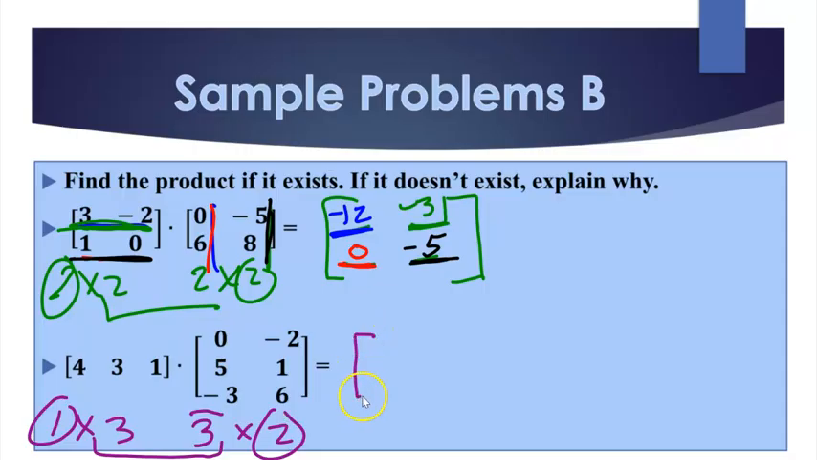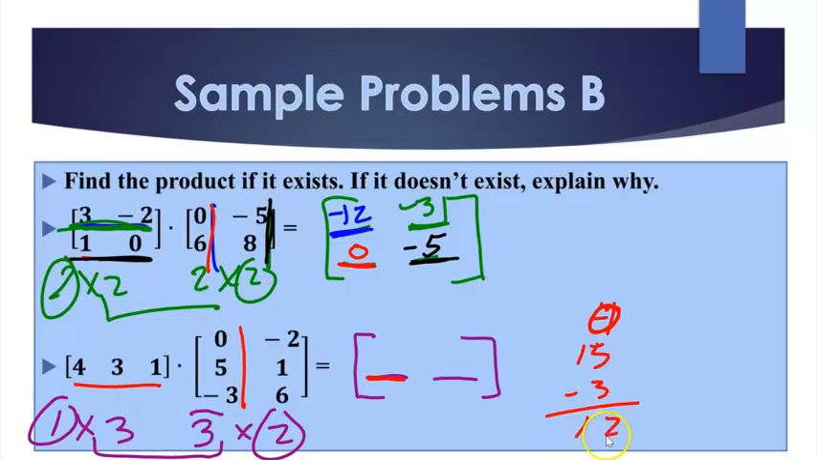So one row, 2 columns. So we have row 1, column 1. So 4 times 0 is 0. Plus 3 times 5 is 15. Plus 1 times negative 3 is negative 3. So that's going to give us a positive 12.